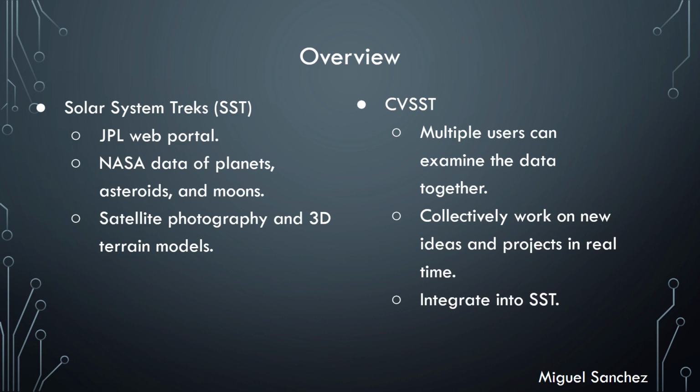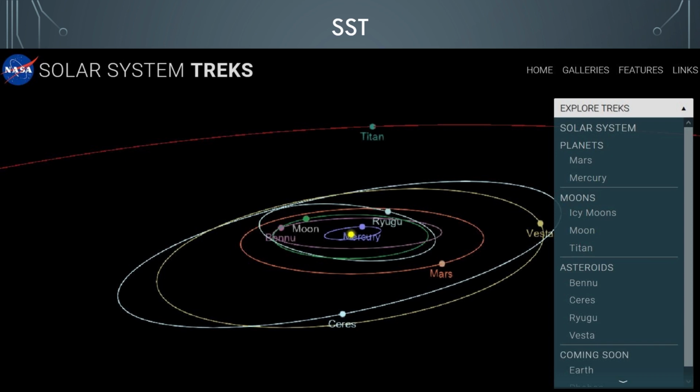What we're integrating into it is the collaborative visualization part, which allows users to examine the data together and collectively work on new ideas and projects in real time. This is a screenshot of the current solar system tracks that exist, without our integration. And here you can see you could choose from planets, moons, and asteroids, which you could quite literally explore, as you're about to see in the next slide.